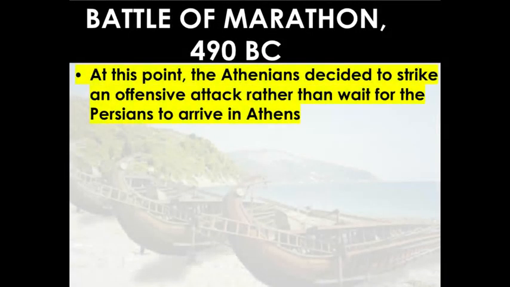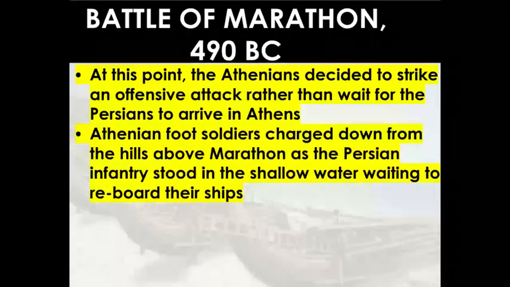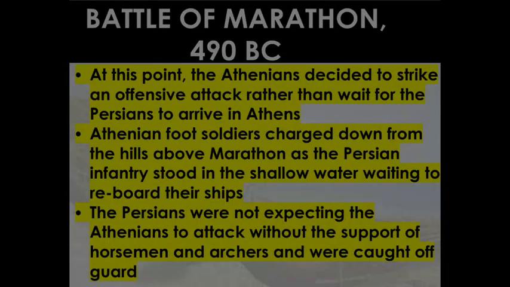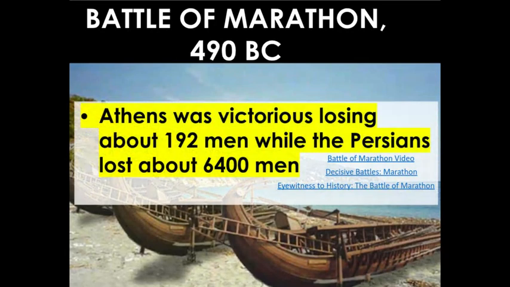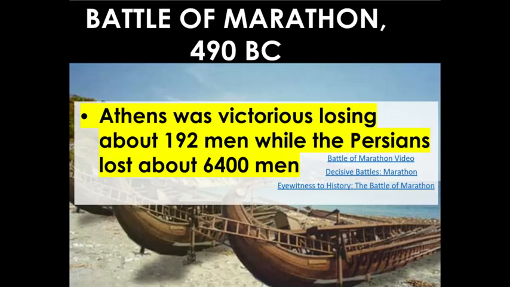Now, at this point, the Athenians decided to strike an offensive attack rather than wait for the Persians to arrive in Athens. So the Athenian foot soldiers charged down from the hills above Marathon as the Persian infantry stood in the shallow water waiting to reboard their ships. The Persians were not expecting the Athenians to attack without the support of horsemen and archers and were caught off guard. Very sneaky move. So Athens was victorious. Now, they did lose about 192 men, but the Persians lost 6,400 men. So they totally crushed them in this attack.